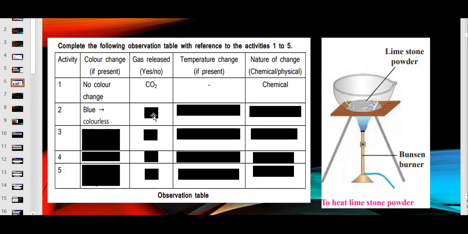Then gas release: was any gas released here? Only copper was separately formed as a product here. Gas was not released. Okay, so there is no gas release. Temperature change: did the temperature change here? Yes, temperature increases. When this reaction happens, the temperature increases in this reaction. Nature of change: obviously it is a chemical change.